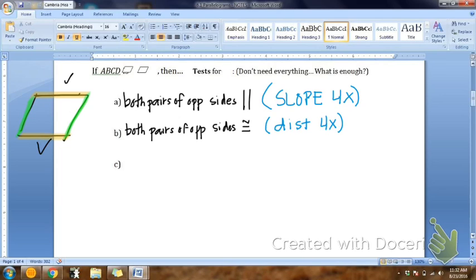All right, the last rule that we have, the last test, okay, is to see if one pair of opposite sides are both parallel and congruent.